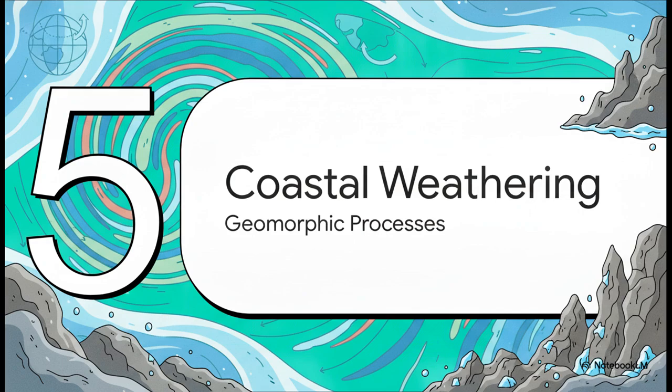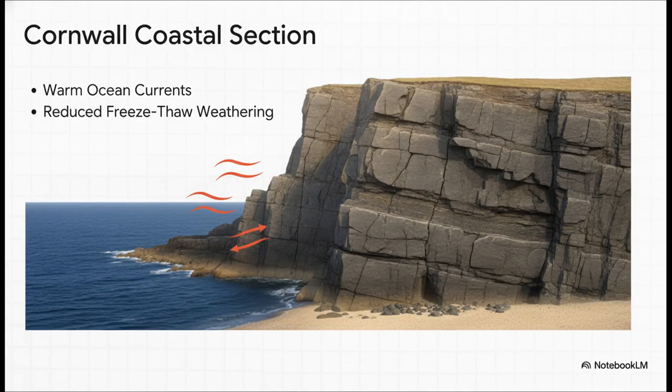Impacts on coastal weathering. Because of that steady, warm thermal input from the onshore winds and the North Atlantic Drift, Cornwall simply stays too warm for freeze-thaw weathering to take hold. You just don't have water constantly freezing in the cracks of the rocks and expanding. And because there's so little frost shattering, the amount of sediment breaking down into the ocean is severely reduced. The cliffs are essentially protected by the warmth.